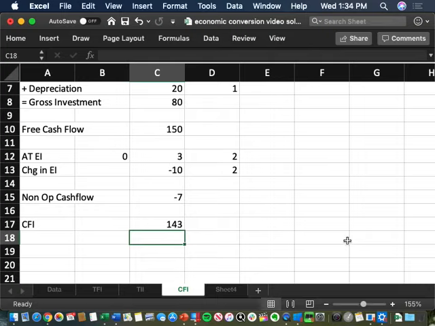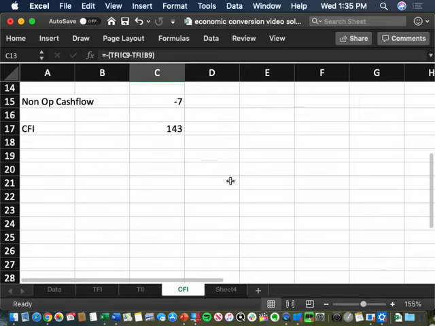So the way I got to 143 is I made 150 running my business, 3 from putting money in other people's business, and I increased the money I put in other people's business by 10. I generated 143 of cash to be distributed. Everybody with me so far? Easy? Okay. All right. Now for the hard part, getting the CFI to balance.